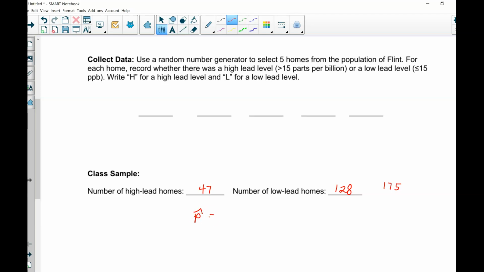So the sample proportion would be 47 out of 175, and I'm going to just enter that quickly into my graphing calculator, and that's approximately 27%.